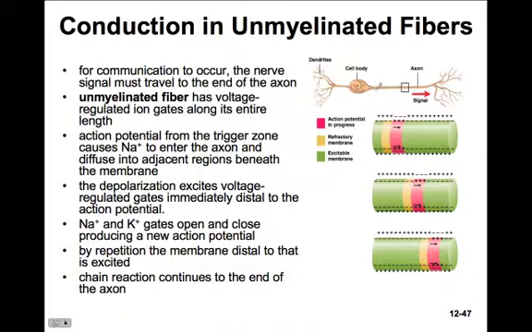and the action potential is sent from the trigger zone, causes sodium to enter the axon and diffuse into adjacent regions beneath the membrane. The depolarization excites voltage-gated channels immediately distal to the action potential, and the sodium and potassium gates open and close, producing a new action potential in the membrane. By repetition, the membrane distal to that is excited. A chain reaction continues to the end of the axon. Let's view another animation.